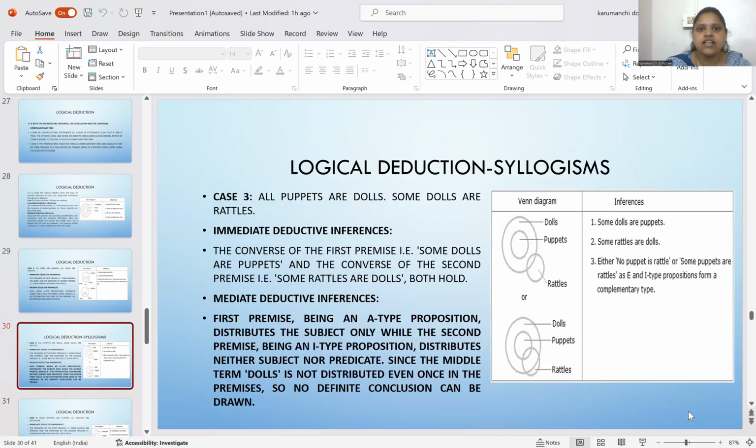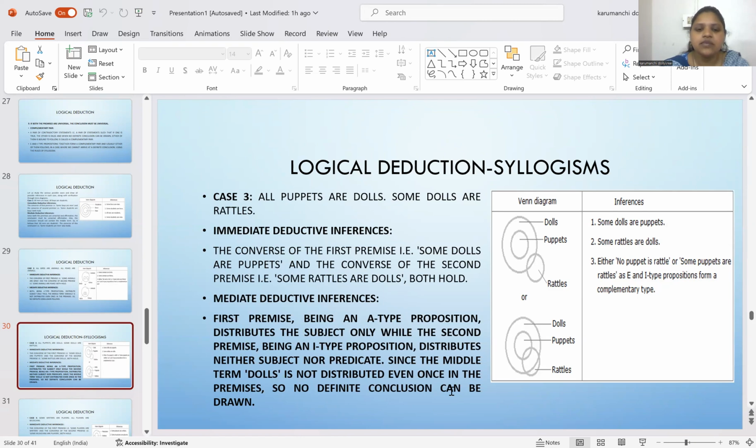And the next case is all puppets are dolls, some dolls are rattles. In this, the immediate deductive inference is, for the first statement, the converse is some dolls are puppets, and for the second, the converse statement is some rattles are dolls. So for mediate deductive inference, the first premise is an A type proposition. It distributes the subject only. And the second premise, being an I type proposition, distributes neither subject nor predicate.